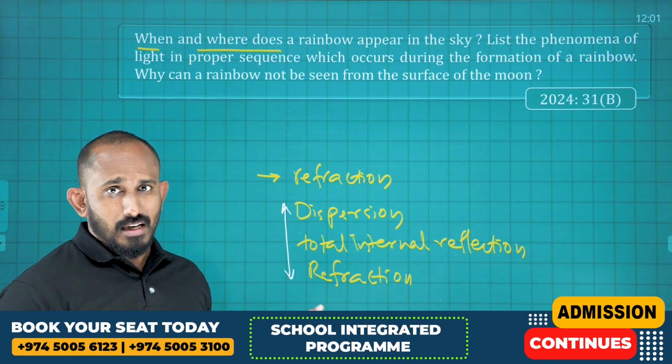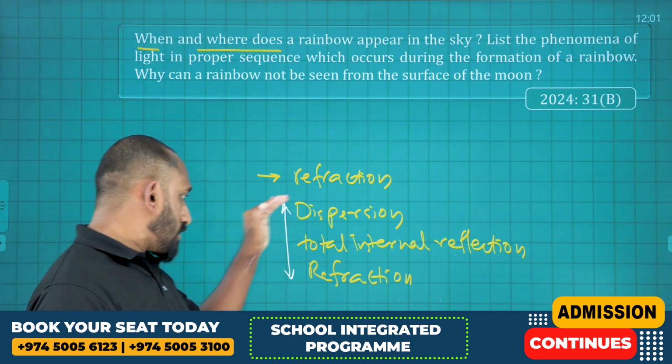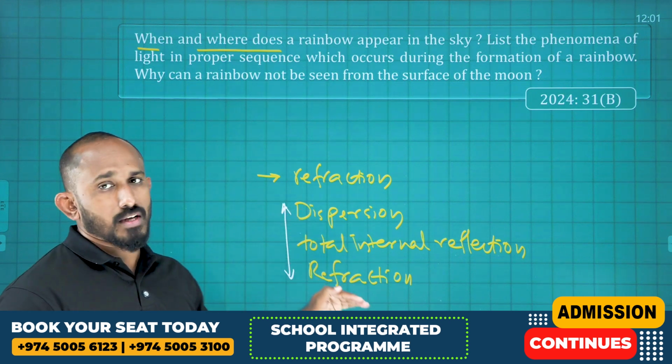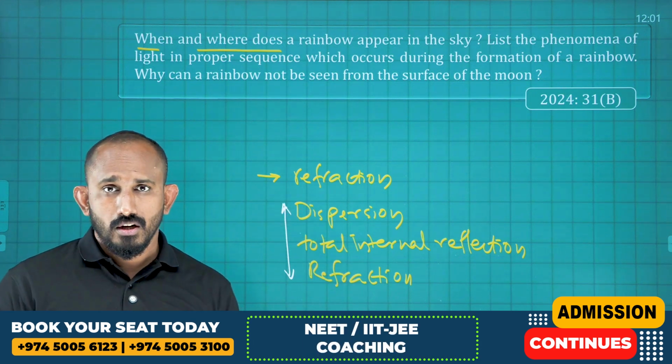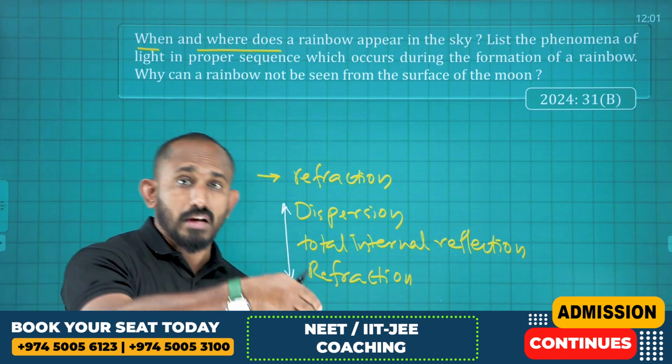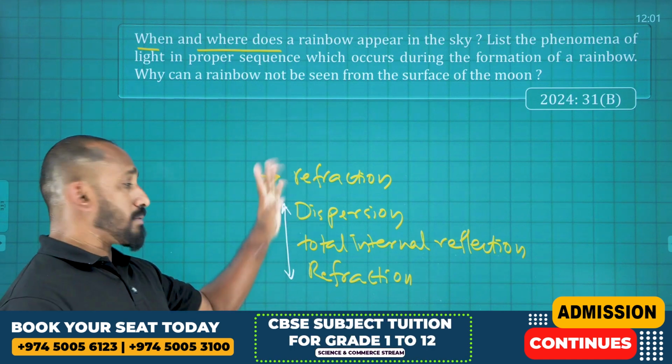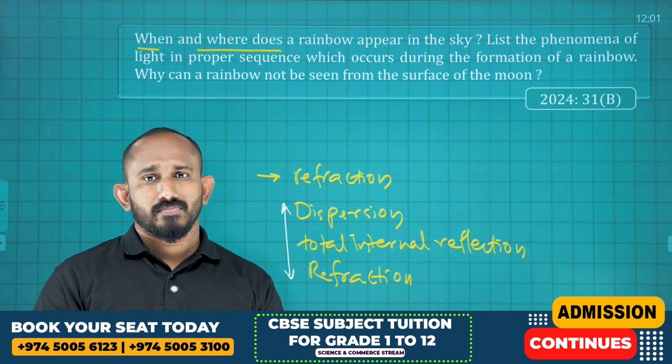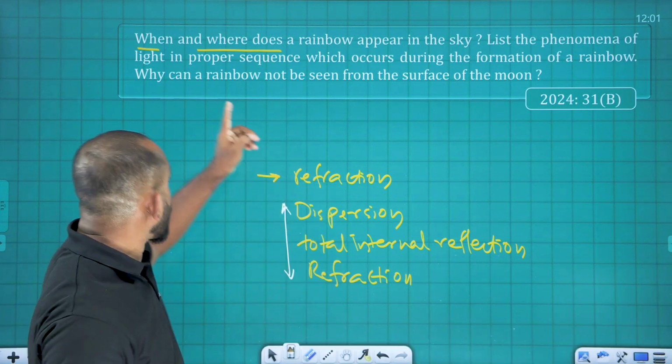In this order. See, I told you the order is very important. So dispersion, total reflection, refraction you can say. Actually there are two refractions: while entering the raindrop and while leaving the raindrop also. So only the beginning is refraction in the order. Is that clear? Fine.